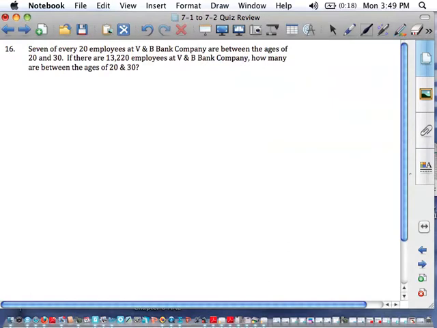And finally, we have just a couple of word problems. Remember, we're comparing like quantities. So if we sampled 20 employees from V&B Bank, and we found that 7 of 20 employees are between the ages of 20 and 30, then there are X of 13,220 employees that are between the ages of 20 and 30.